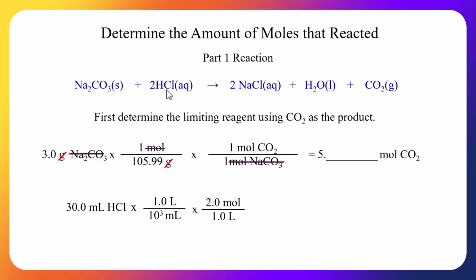Well, I know for every 2 moles of HCl I have 1 mole of CO2. So the 2 moles of HCl will go on the bottom. The 1 mole of CO2 will go on top. Now the milliliters cancel, liters cancel, moles of HCl cancel. The only thing I'm left with is moles of CO2, and that's the only thing I want to be left with. The smaller one of these 2 numbers represents the limiting reagent. That is the number that will be used in the calculation.